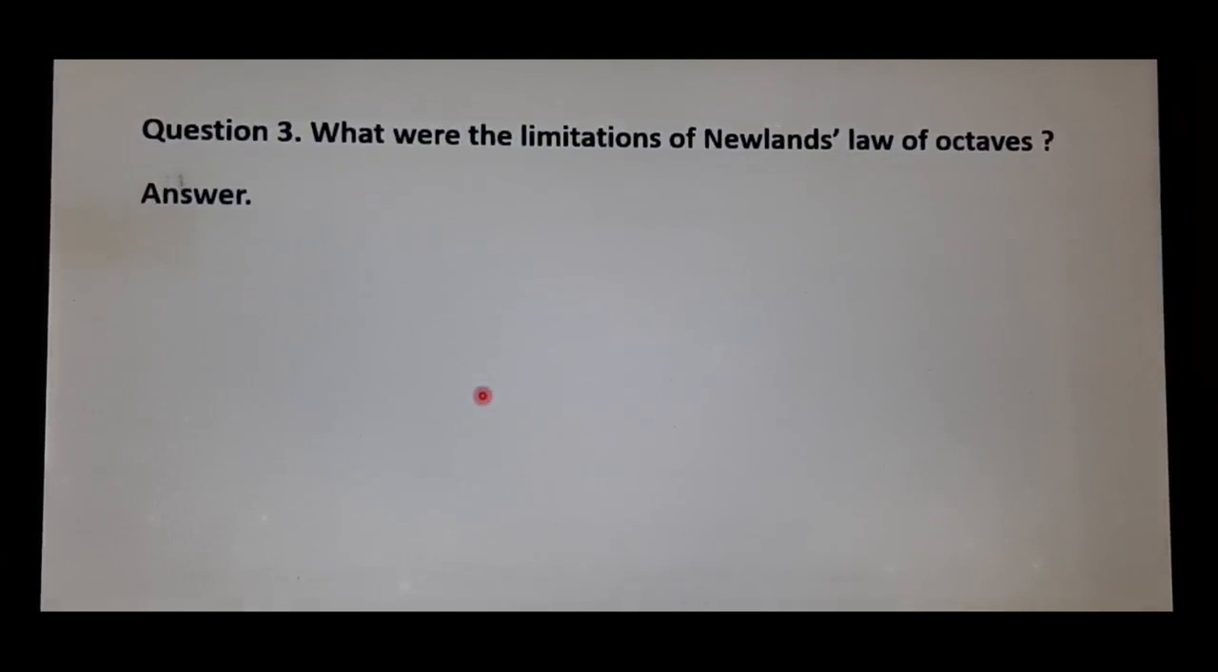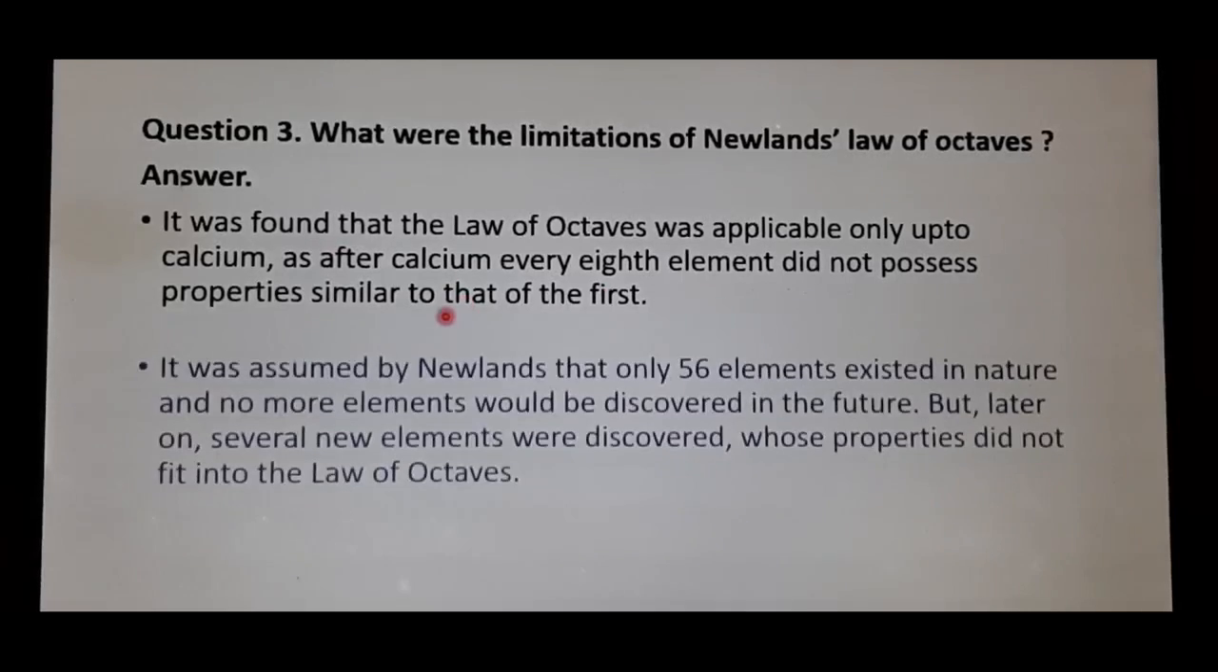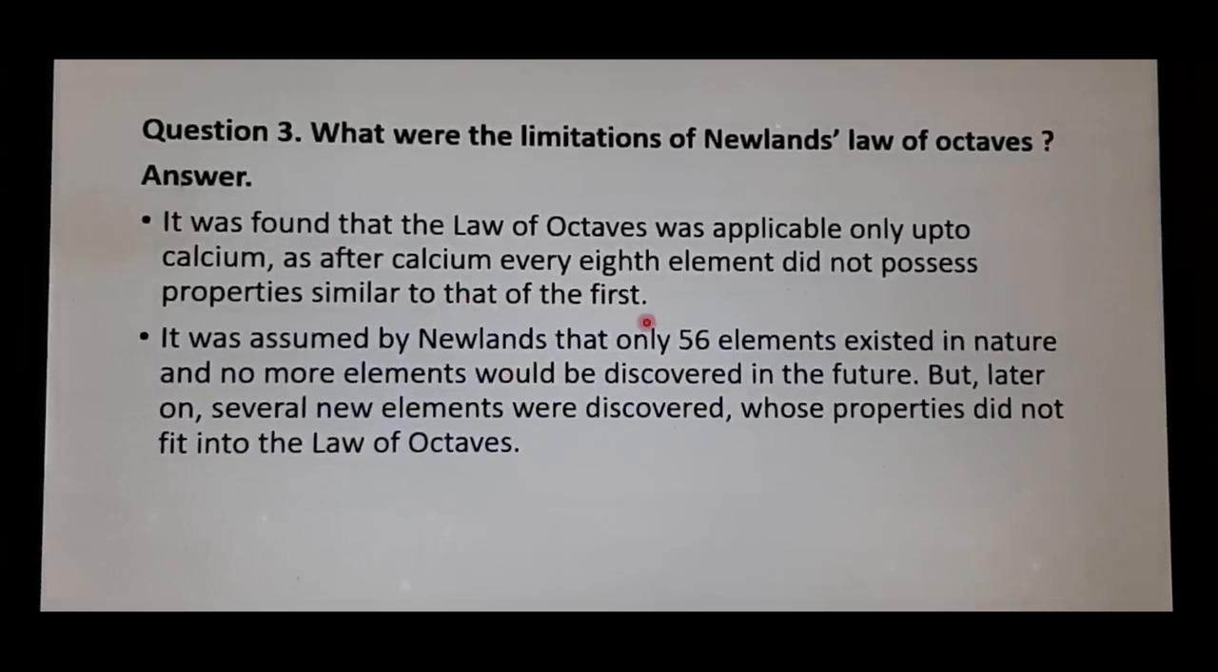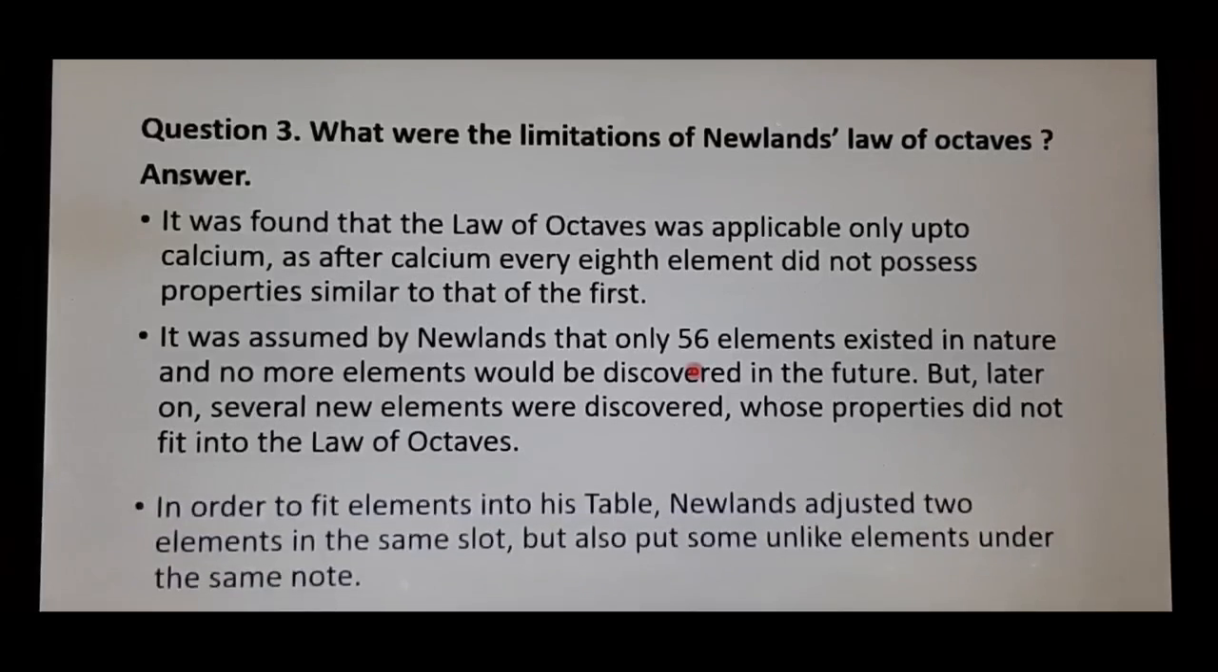Third one, what were the limitations of Newlands' law of octaves? So the same thing we have already discussed. Let's discuss it again. It was found that the law of octaves was applicable only up to calcium, as after calcium every 8th element did not possess properties similar to the first. So we have already discussed this thing. He assumed that only 56 elements would exist in nature, and no new elements would be discovered.